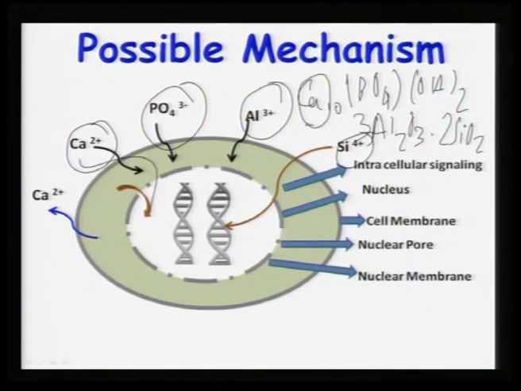These calcium ions can go inside the cytoplasm, and some calcium ions can go outside of the cytoplasm also. But what we propose is that silicon ions are getting in and causing damage to the double helix pattern of the DNA in the nucleus, and that is causing more toxicity or more cell death when you are treating with the hydroxyapatite mullite particles. Okay.